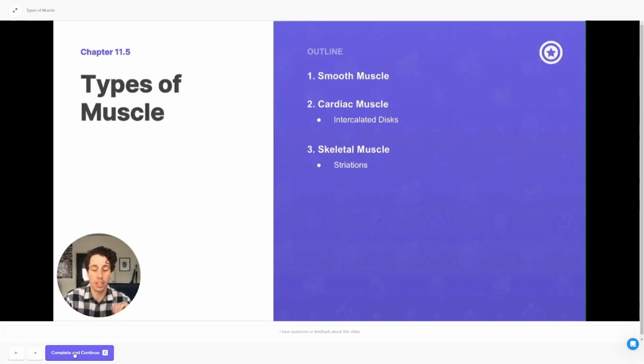So as we can see, there's going to be three different types of muscle that we're going to go over. We're going to have smooth muscle, cardiac muscle, and skeletal muscle. So let's go ahead and get into this and start learning about these muscles.